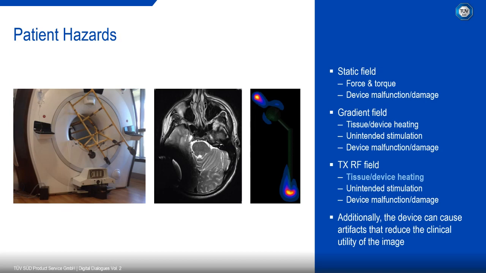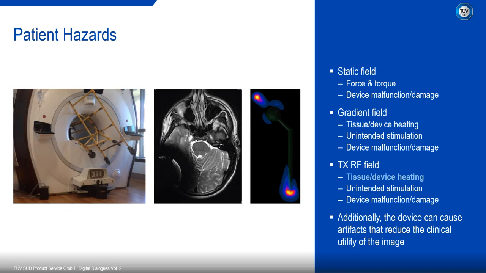Hazards resulted from gradient field and from exposure to the RF field from RF transmit coil are tissue and device heating, unintended stimulation, and device damage and malfunction. Induced heating and irreversible tissue damage due to induced RF power to the implant surrounding tissue is the most challenging in terms of testing and has the highest risk for patients wearing an active or non-active implants.